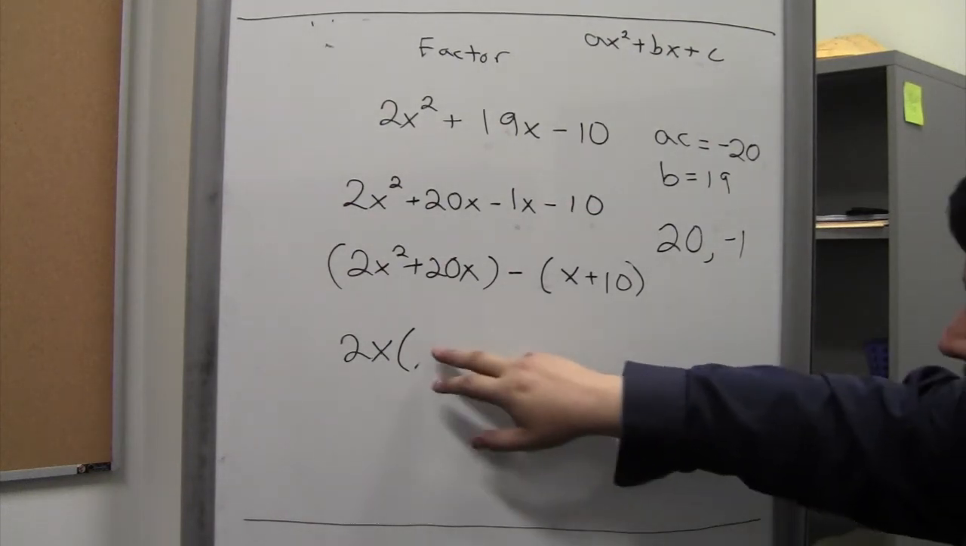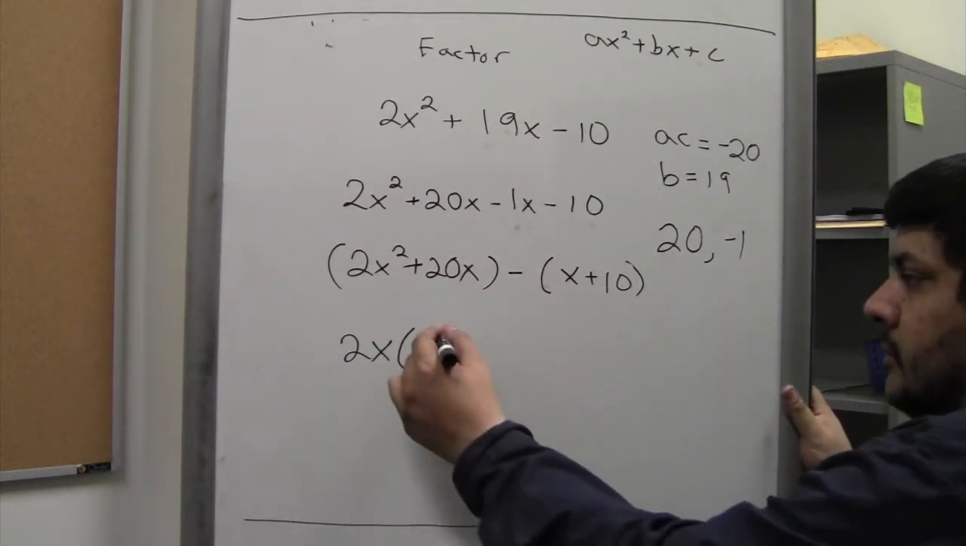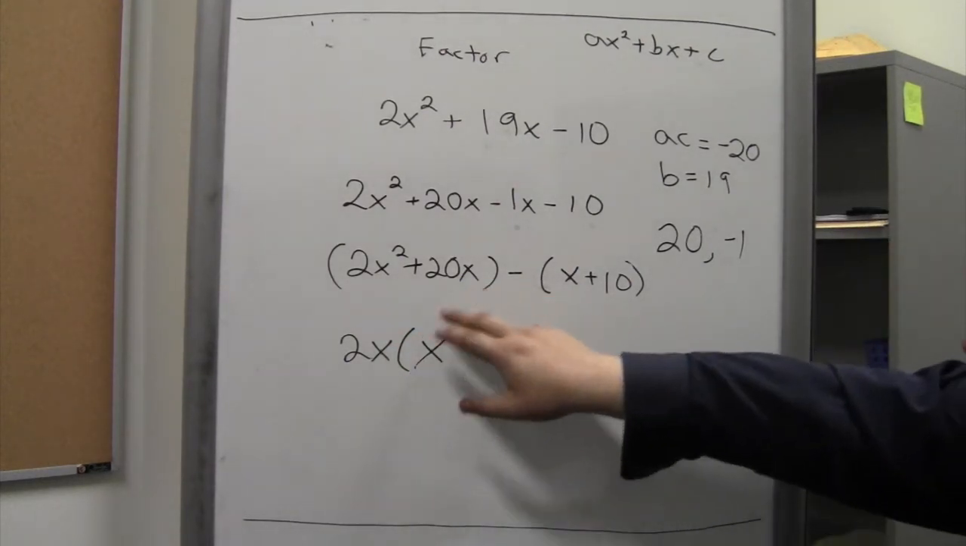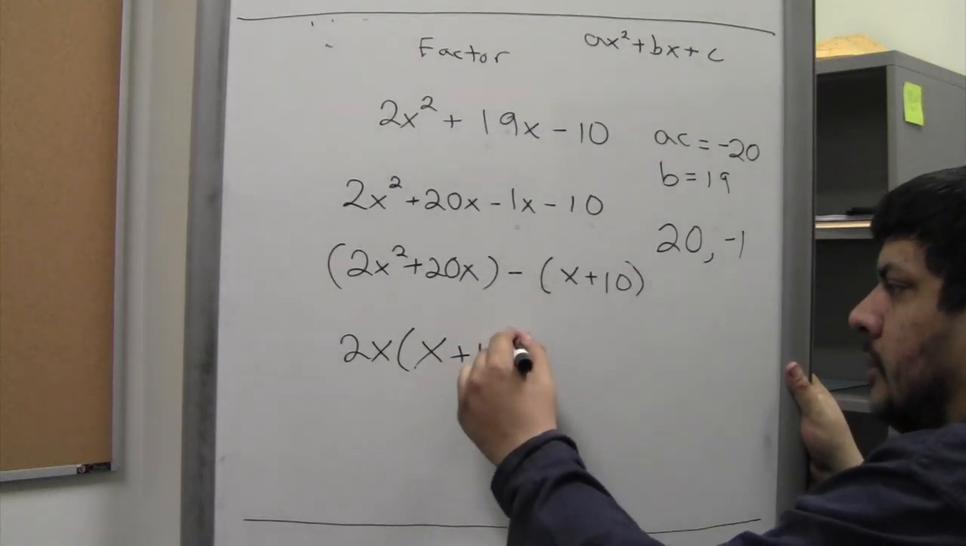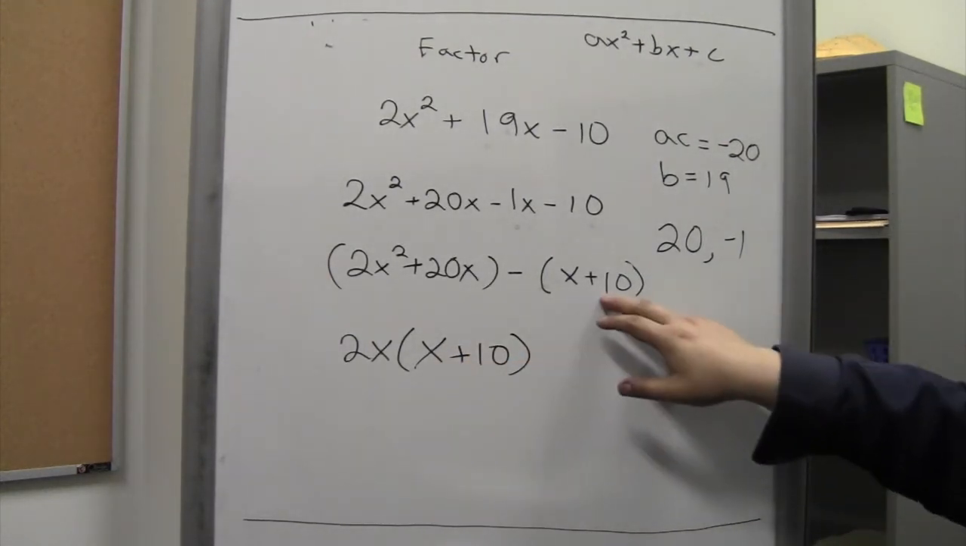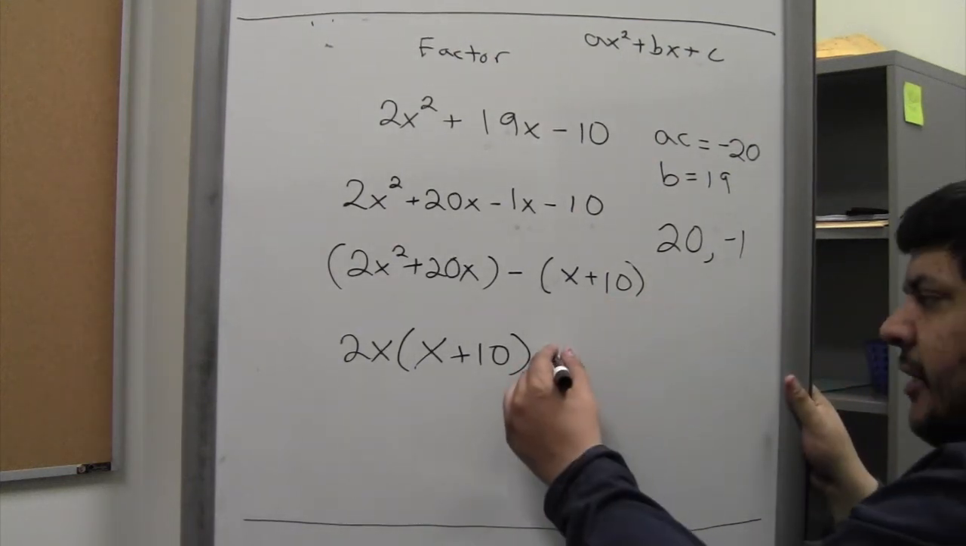2x goes into both of these terms. If I divide here, I get x. And then 20x divided by 2x, that's just 10. Now over here, we already have x plus 10, so we can just take out a 1.